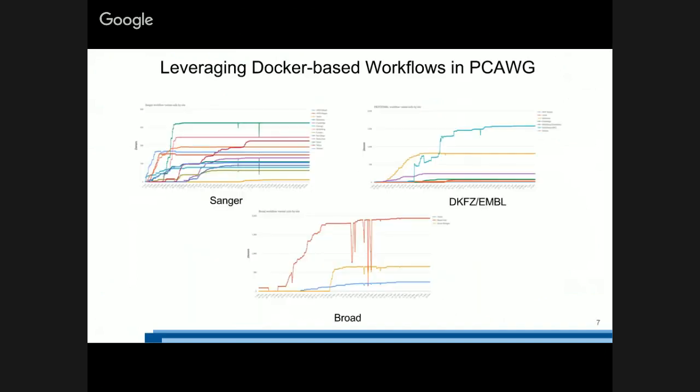So for these workflows, we ended up settling on a model where the workflows themselves were contained within Docker. And so that allowed us to spin up resources in a whole variety of cloud environments and run the same workflow, the same tools in different environments and get the same result. And we did that successfully for the Sanger, DKFZ, EMBL, and Broad pipelines over time.